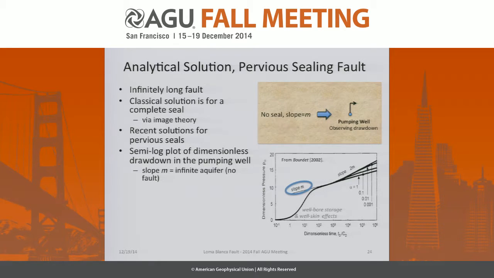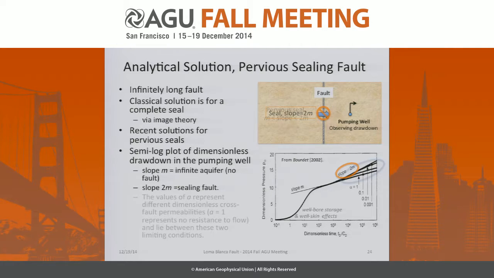This is a semi-log plot of drawdown in the pumping well taken from the petroleum literature, showing that eventually after wellbore storage effects and the like, you get a straight line radial flow response to the system. If there's a fault nearby, you get another straight line segment with a different slope. The location where the break in the slope occurs tells you where the fault is. This is homework stuff, all well known. But what's not well known in the hydrology literature is you can do the same thing for pervious faults and get a whole array of different responses in between those two end members.